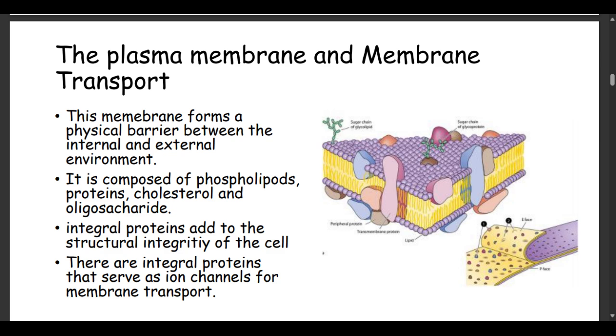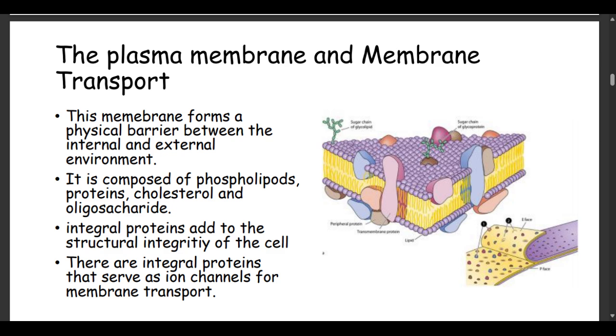For example, you need the pH of the inside of the cell to be maintained at a certain level. You need the concentration of different ions and other substances to be maintained at a particular level, so that the cellular processes of this particular cell are maintained properly.